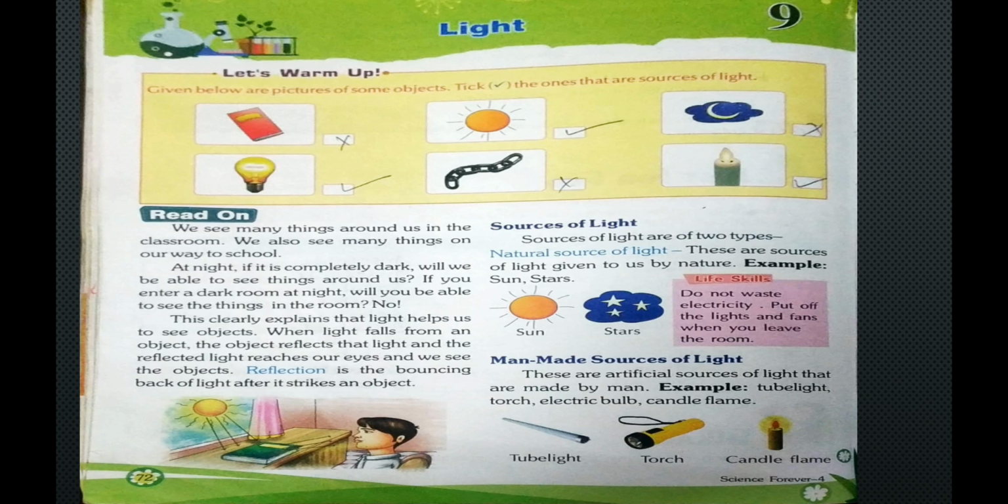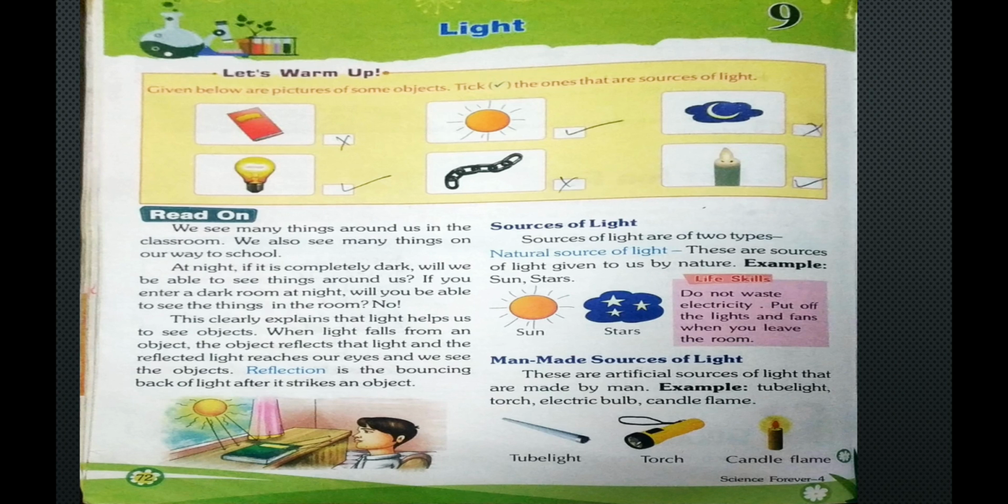Next picture, a keychain. This is not a source of light. Cross it. Next is a candle. Again, this is a source of light. When we are sitting in a dark room, we light the candle and we get light. So this is a source of light, and we will tick it. Now, let's start the chapter.